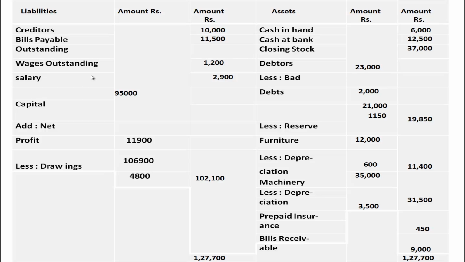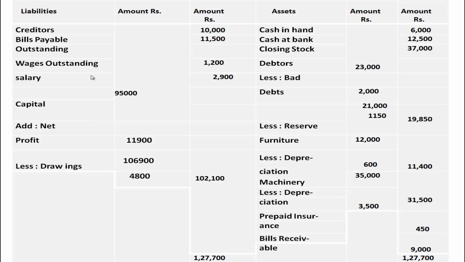The creditors is given 10,000. Bills payable amount is given in the trial balance, which is 11,500. Then there are outstanding items. Wages outstanding is 1,200. Salaries outstanding is 2,900. These are the amounts which are not paid. That's why we put them in the liability side. So wages outstanding, salary outstanding, these amounts are not paid, so put them as a liability.